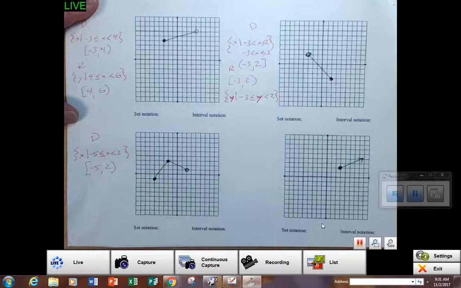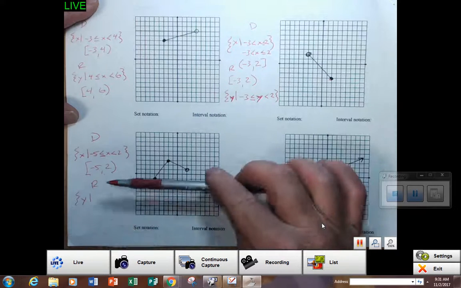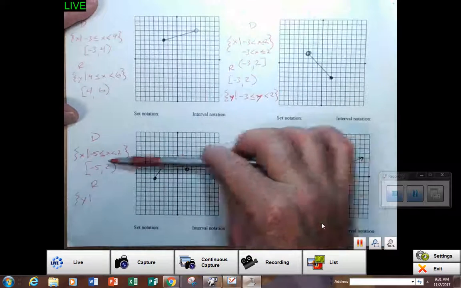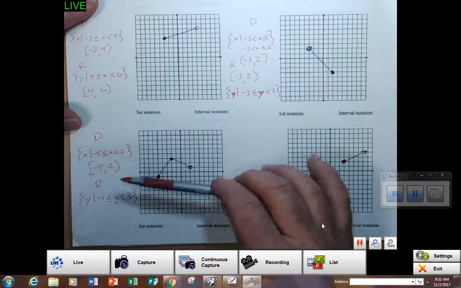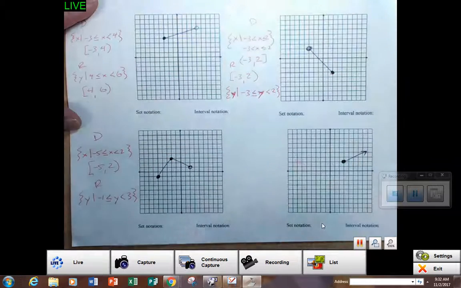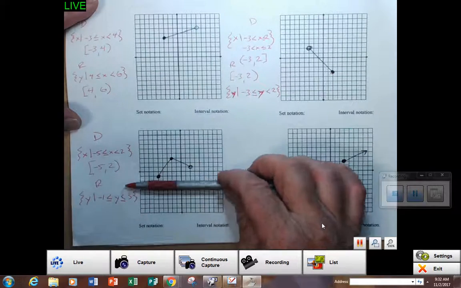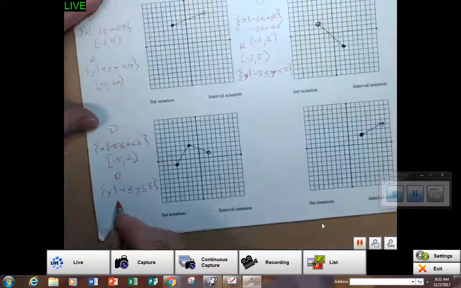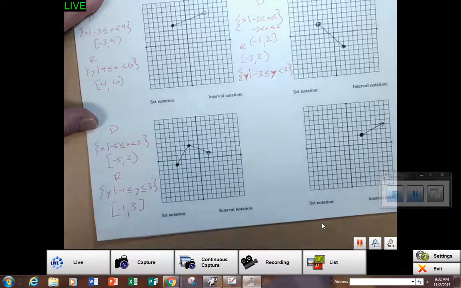rounded bracket. For my range, bottom to top, put my y there. Now I look at the y-axis from -1 up to 3. So -1 less than or equal to, because of that circle, y less than or equal to 3 on that y-axis, from -1 up to 3, and I'm going to make sure I put that there because that is a closed circle up there. If I use interval notation, square bracket -1 to 3, another square bracket.